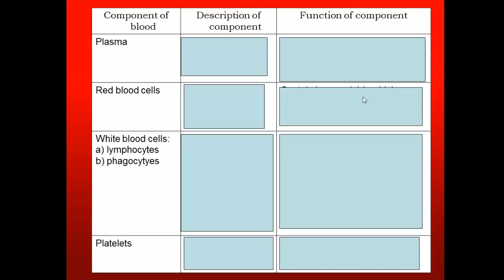Plasma. Description of components. It is a straw-coloured liquid, mainly made of water. You may have seen this before. If you've had a cut, and it's a small cut, and it's healed over, and you've had a bit of a scab on it, and maybe the scab slightly oozes a little bit of fluid, that little bit of fluid is probably a kind of yellowy straw colour. Well, that is plasma. That is blood with all the red blood cells filtered out of it. So now you know what plasma looks like.